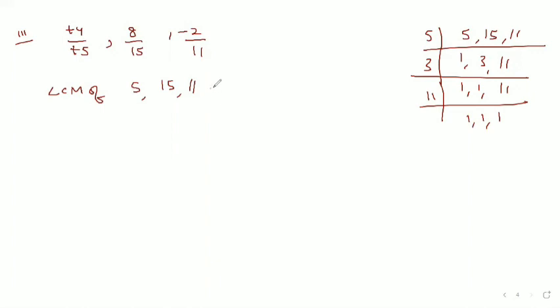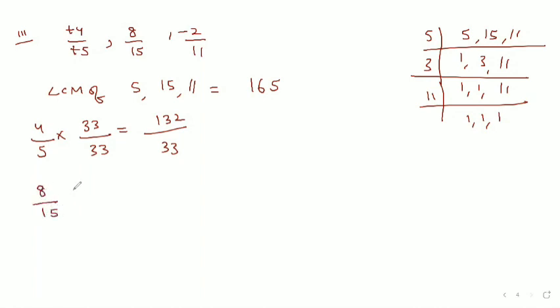So 5 times 3 is 15, 15 times 11 is 165. So change it. We will divide the 165 by 5, so 33 by 33. So the answer would be 132 by 33. Now 8 by 15, for 165, multiply by 11 by 11. So it would become 88 by 165.